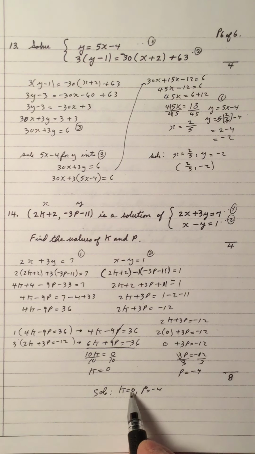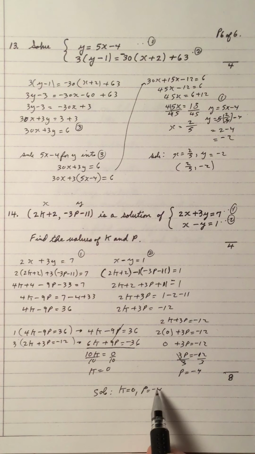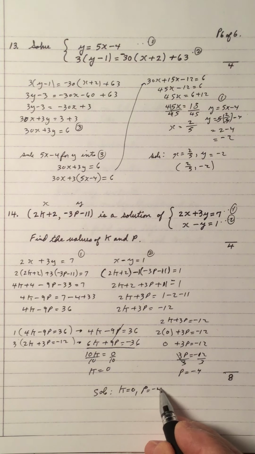So if you took 0 and put it back right here, you'll get a 2. If you take the negative 4 for p and put it in here and multiply, I think you get 12 minus 11 is 3. So the 2 and 3 would be the solution to both of these equations. So that's k and p.